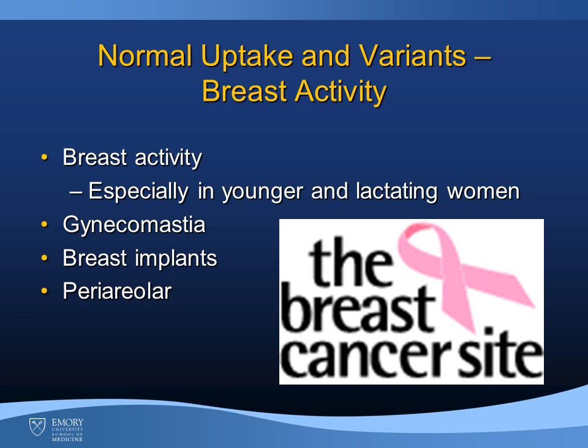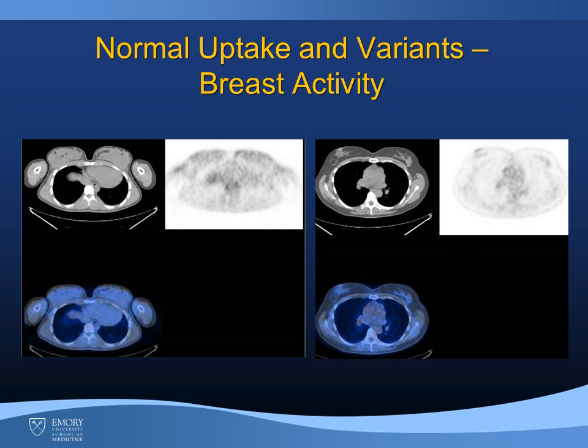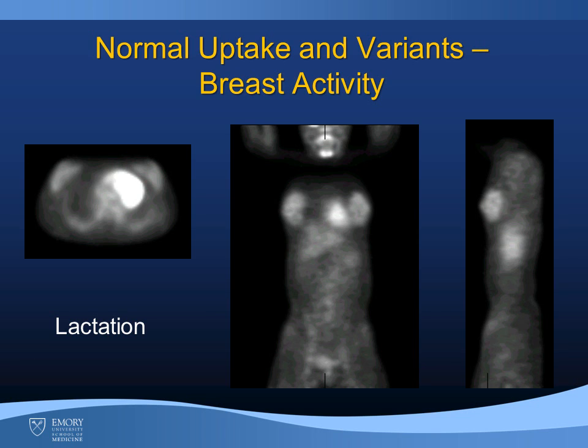Breast activity is more commonly seen in younger women with denser breasts and in lactating women. We'll also discuss these other situations. So here we see in a younger woman with denser breasts, there is typically low-level diffuse uptake. In older women with more fatty breasts, there is less uptake. This patient was lactating, and there is a diffuse activity in both breasts.